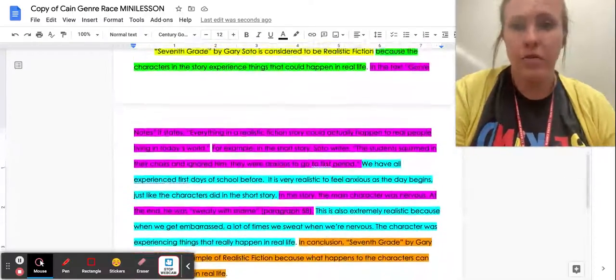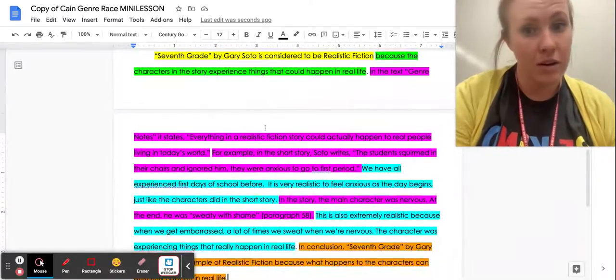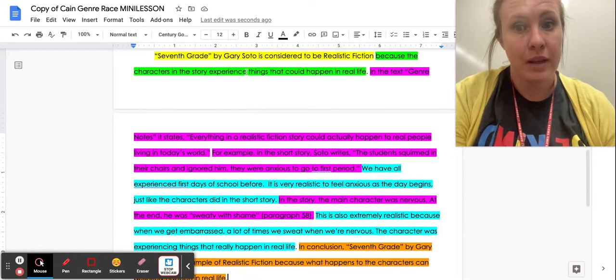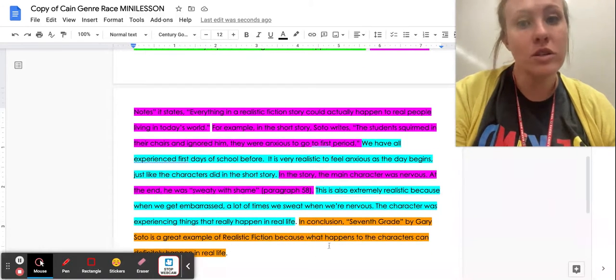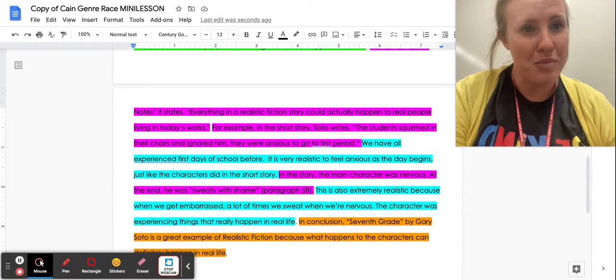Pause it, revisit, look at how this is color coded. Restate, answer, cite is purple, explain is blue, and then the orange at the end is to sum it back up to the prompt. Okay?